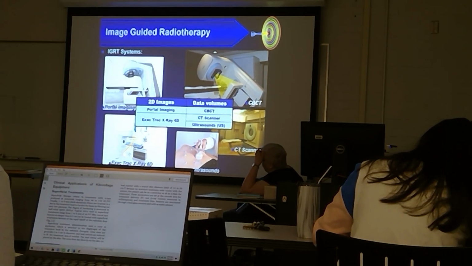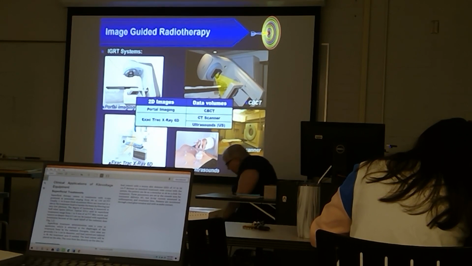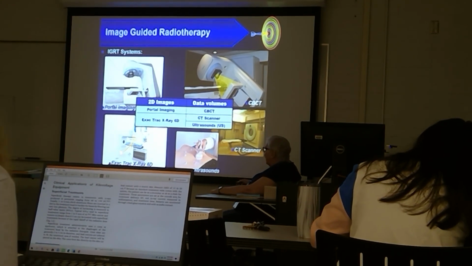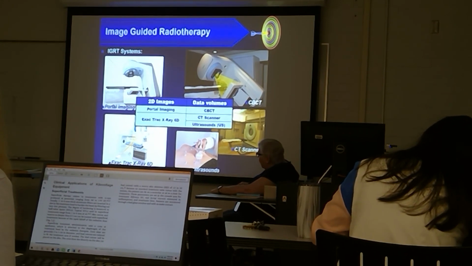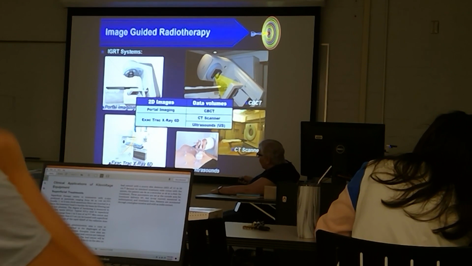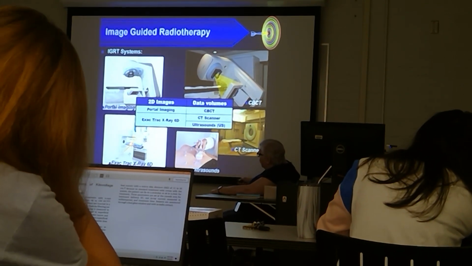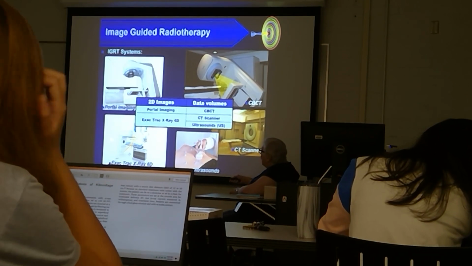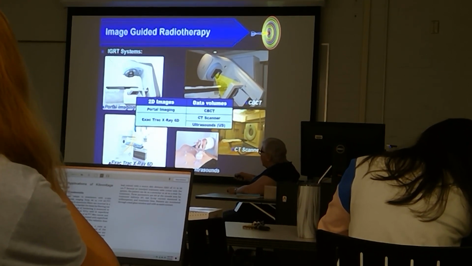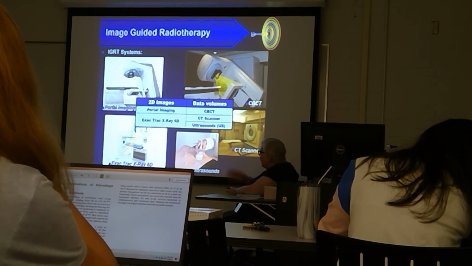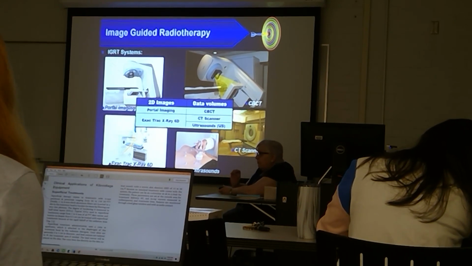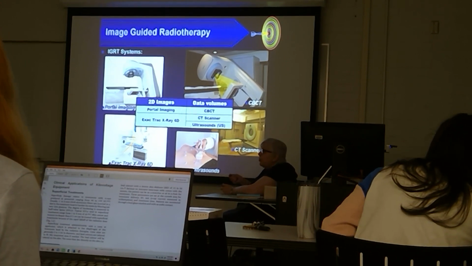Now, ExacTrac has sensors in the floors here and sensors on the ceiling here, and the patients have fiducials inside. So ExacTrac can actually track the patient's movements before treatment and actually during treatment as well.